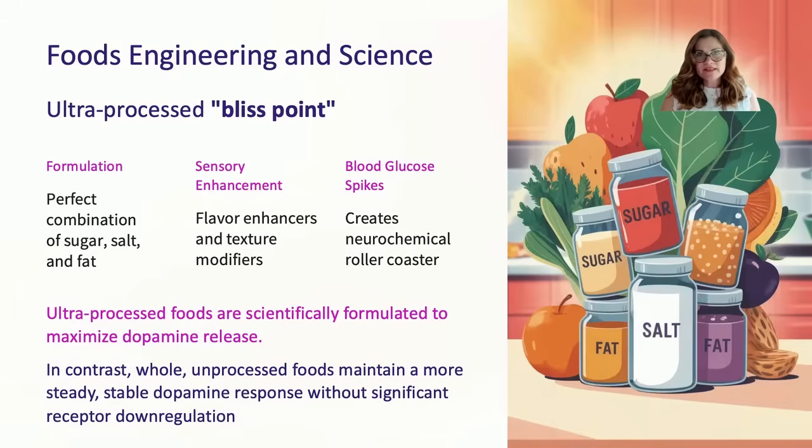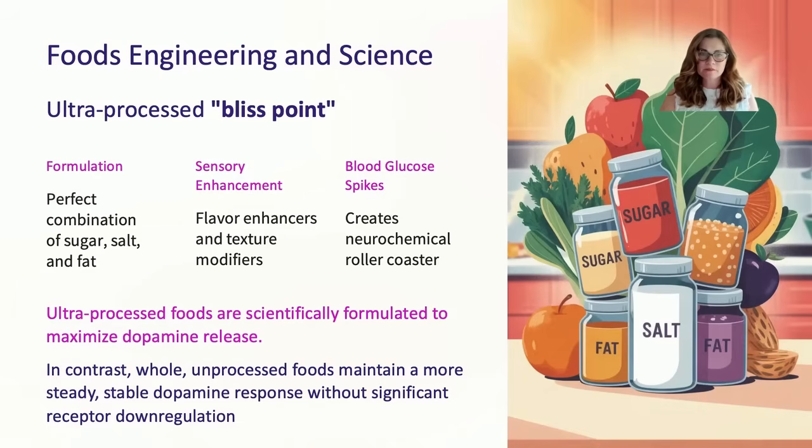To further complicate things, the growth of convenience foods. Ultra-processed foods are engineered to have the perfect blend of sugar, salt, and fat to create a bliss point, the combination that is most rewarding and addictive to our brains. These foods are designed with flavor enhancers and texture modifiers to make them as appealing and pleasurable as possible to our senses. Eating ultra-processed foods causes rapid spikes in blood sugar and dopamine release, creating this neurochemical roller coaster that's driving cravings and overconsumption.